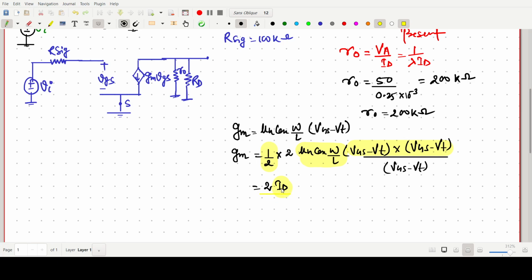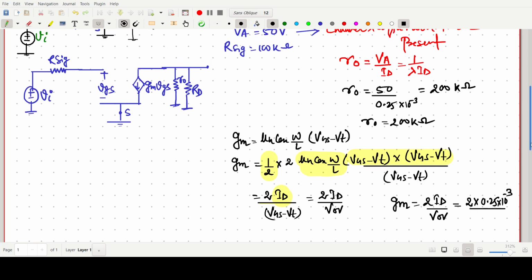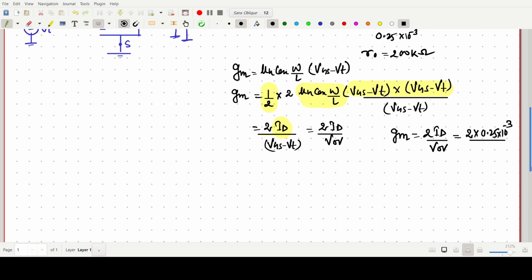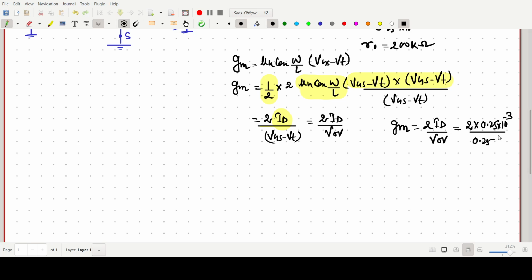So VGS minus VT. Okay, means this one is also one formula, twice ID by VOV. Okay, so we can write directly the gm value will be twice ID by VOV, because these parameters VGS minus VT everything are given. So now what we can do, twice ID is 0.25 milli, so 10 to the power minus 3, and VOV value is also given. VOV is given 0.25 only. So 0.25, because we have to find gm.